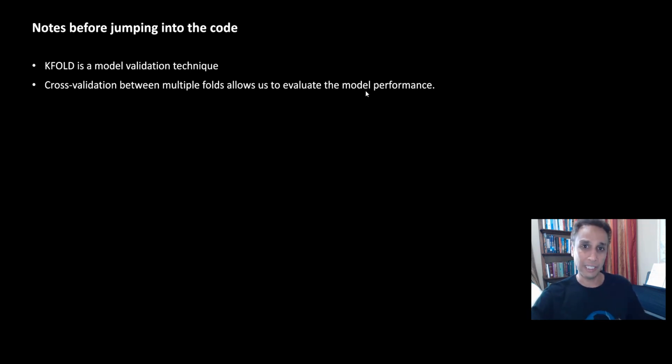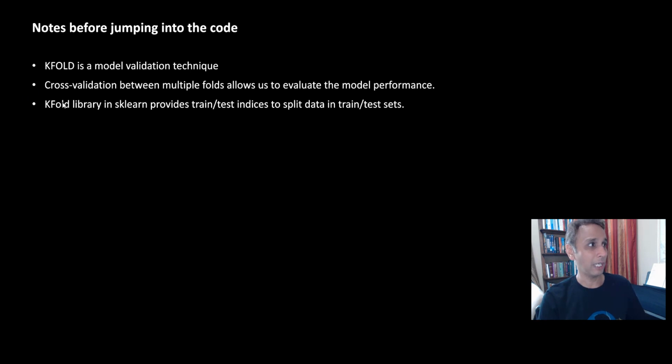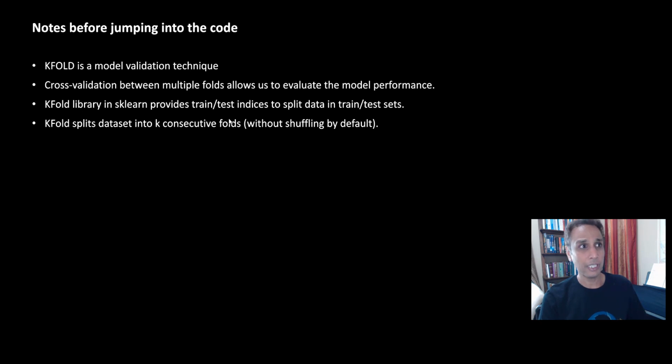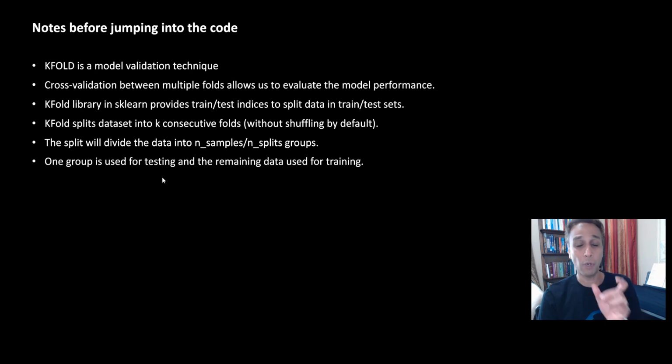So you divide the data into multiple folds. That's what the KFold library does. It provides you the test and train indices for your data, so you can divide them into different folds. So if you have 500 data points and your k equals 10, then each fold will have 50 data points, and of those you would be using one of the folds for testing and the remaining for training purposes. So one group is used for testing and the other ones are used for training purposes.